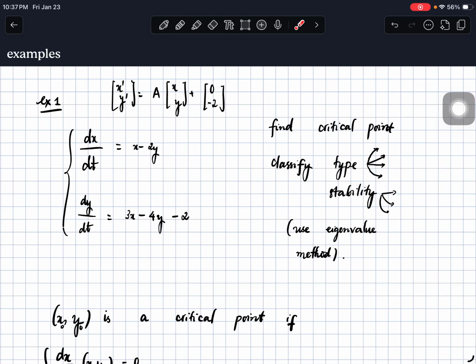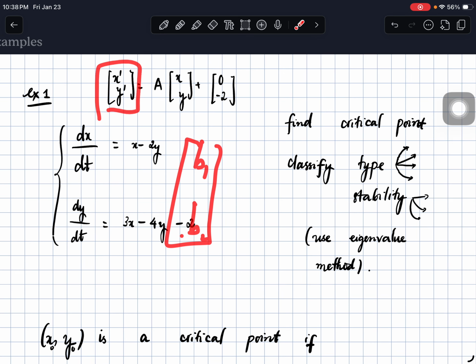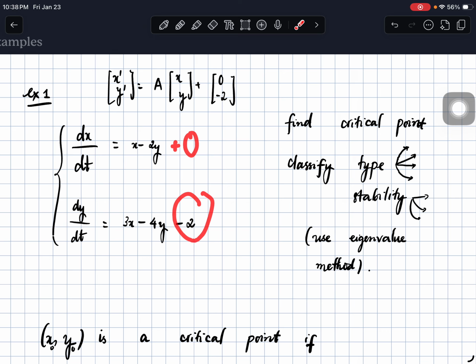Let's look at this first example. So in this example, we have x prime, y prime equal to A times x, y plus a vector with scalars b1, b2. In our case, x prime, y prime equal to A times x, y plus 0, minus 2, 0, minus 2. And A here is just a coefficient matrix 1, minus 2, 3, minus 4.